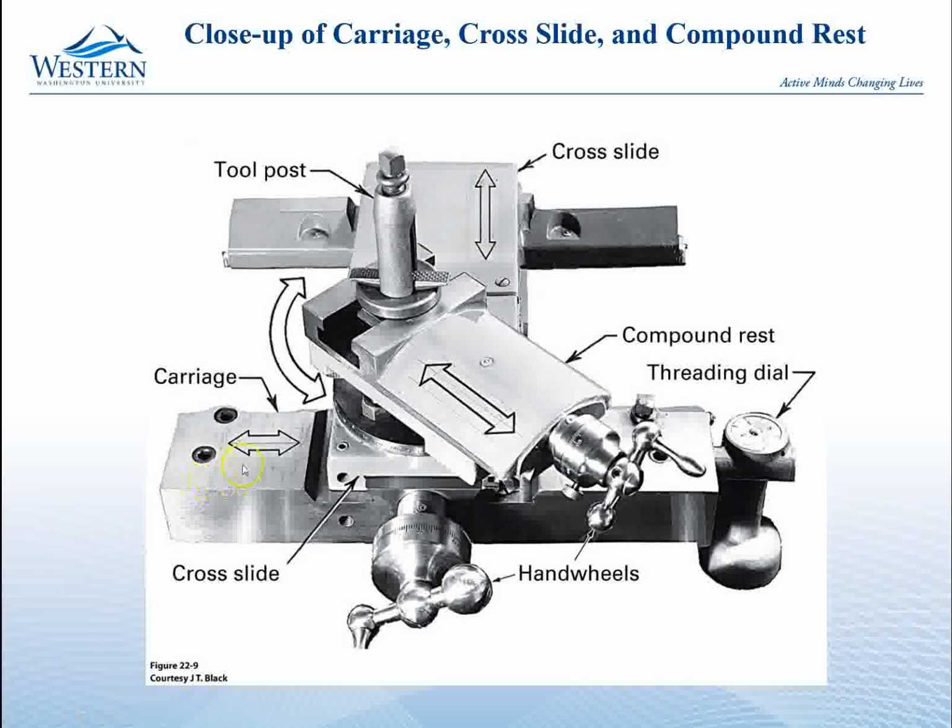So anyway, we have the carriage here, which moves in Z. We have here the cross slide, which moves in X, and then you can see the compound rest is set at about a 45-degree angle in this picture, but you can set it to anything. And then we have the tool post, which holds the tool. So that is the basics of lathes, and we'll talk about some specifics in the lab.